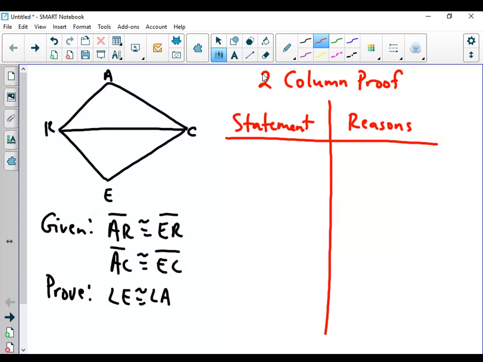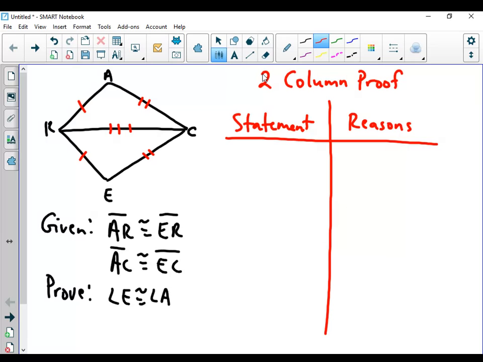So they talked about AR and ER being the same. They talked about AC and EC being the same. And eventually we wanted to show that those two angles were the same. Well, we couldn't get there without labeling one other piece of information. What was the other piece we had to label there? Yeah, the reflexive side. And so we kind of have this goal here of showing the two triangles are congruent, in this case by side, side, side, and then eventually we can say the two angles are congruent.